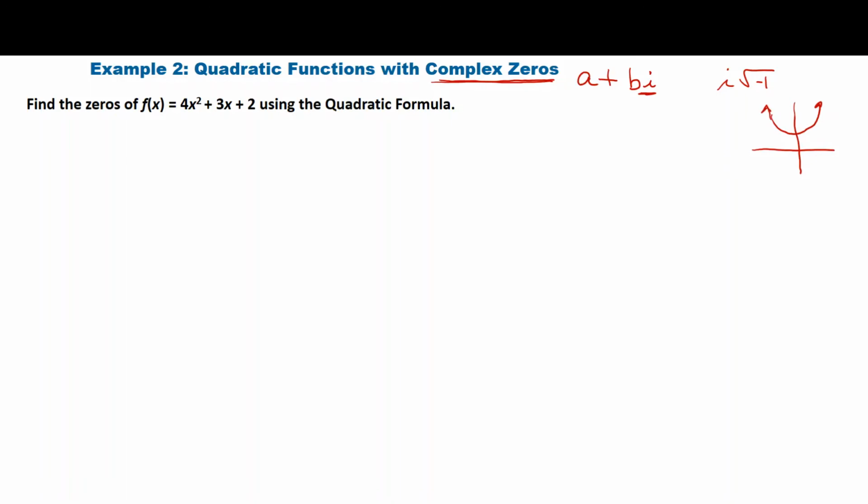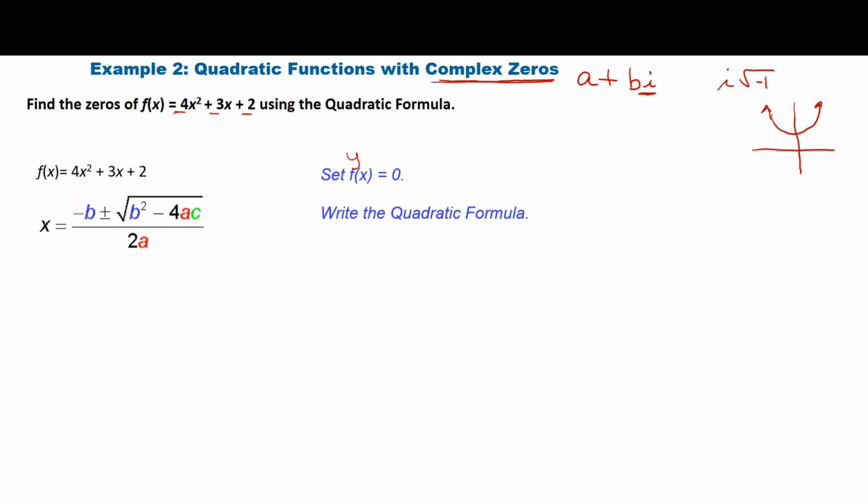So the first thing we want to do, again, is just find our a, b, and c. I didn't write those out for you this time. But again, we want to set f of x equal to 0. So y is equal to 0 because we want to find out what is x when y is 0. All right, so let's keep going here. And we want to write out our quadratic equation, x equals -b plus or minus the square root of b squared minus 4ac all over 2a.